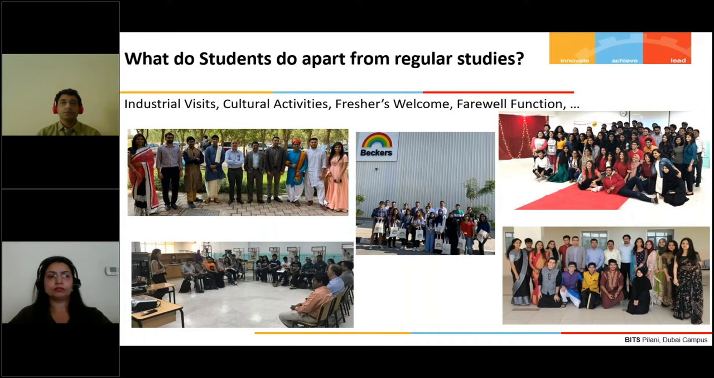They also participate in various cultural activities organized at the institute, for example, an ethnic day celebration. We also take them to the industry for industrial visits. In the beginning, we carry out a welcome to make them understand what we expect from the students and what they are expecting from us. And we also organize farewell functions for the final year students.